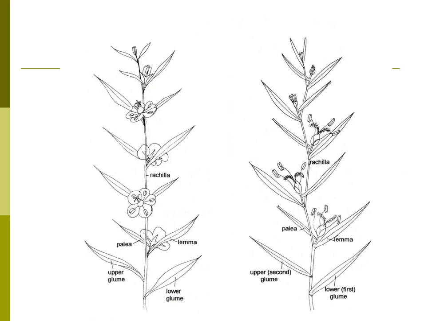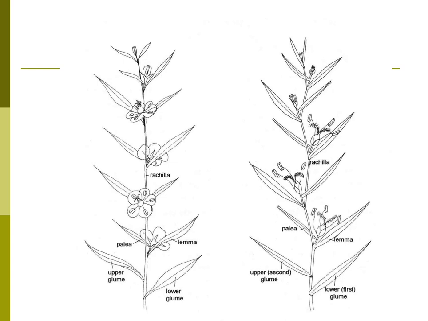So if you look at the picture on the left, we've got what would be considered a normal flowering stem. You start with just two basic normal leaves at the bottom, and in grasses those have been changed. Their name is now called a glume, and you run into the lower glume or the first glume, and then you hit the upper or second glume.